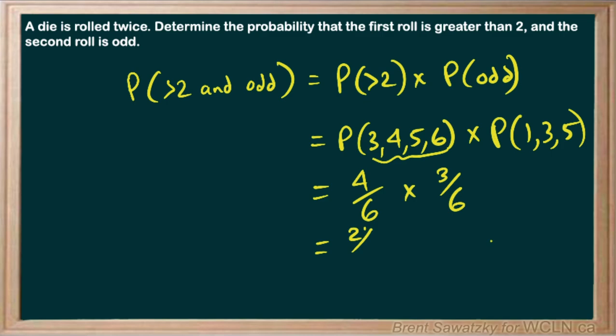So we would have 2/3 times 1/2, and we can see that the 2's cancel out, and we're left with 1/3. And so there's our probability, and it could be answered as a percentage. 1 divided by 3 comes out to 33.3%. So whichever way you want to answer it is perfectly fine.